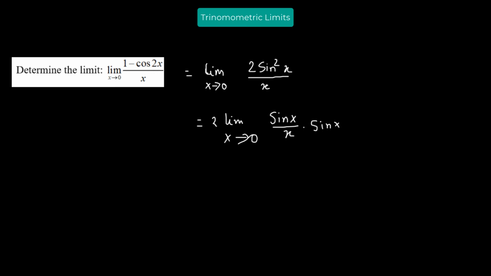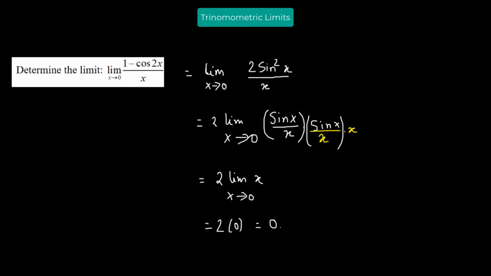So what we can do is we can divide sine of x by x and then multiply with x, such that the limiting value of sine x over x and sine x over x becomes equals to 1, and we are left with 2 times the limit x tending to 0 x, which will be equals to 2 times 0. Therefore we have a limiting value of 0 when x tends to 0. Let us do another problem.